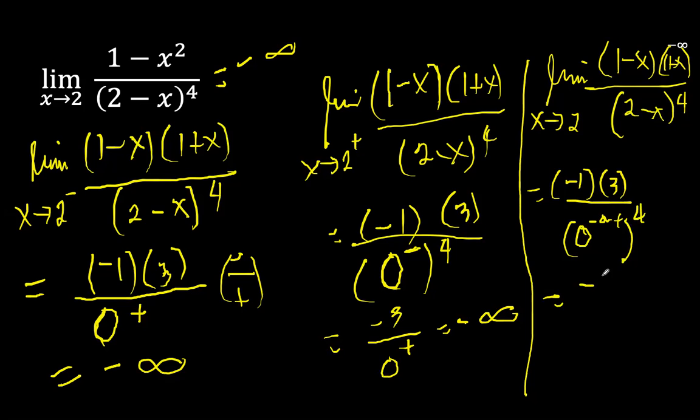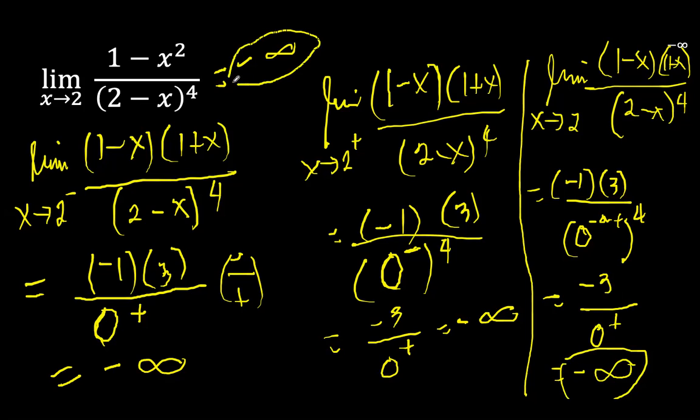So negative 1 times 3 is negative 3. And since the denominator is raised to 4, whatever signs we have here will still give us positive values. So that's 0, positive. And 3 divided by 0, that's undefined or infinity. And negative divided by positive is negative. So we got the same answer, negative infinity. All right, I hope I already explained it as clearly as I can, and I hope everything is clear. I hope you got the same answer.